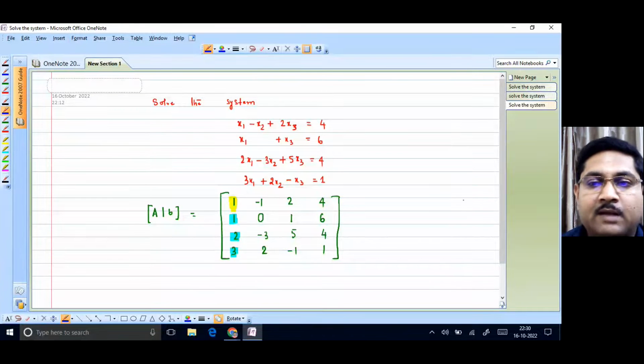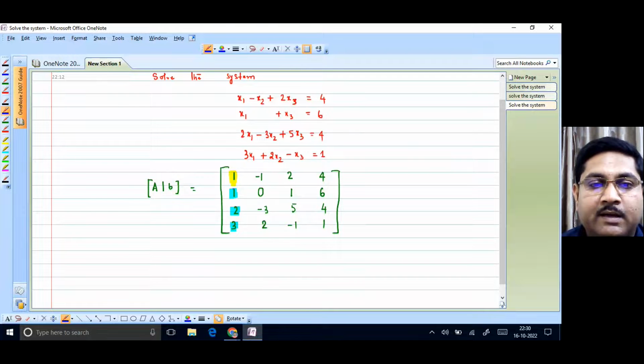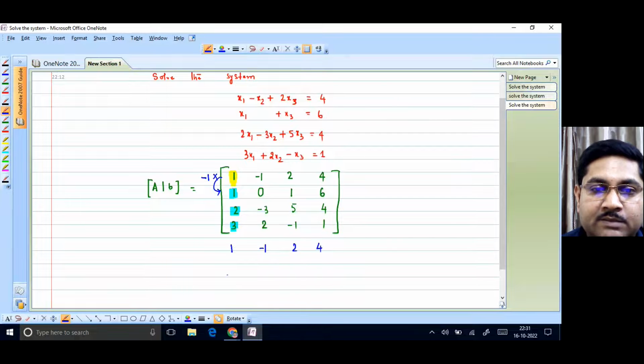So first of all, I will look at the entry in 2-1 position. It's 1. So I will multiply its negative, minus 1, to first row and I will add it to second row. So see what I am getting. 1 minus 1, 2, 4. Next, minus 1 into 1 is minus 1 plus 1, that is 0. Minus 1 into minus 1 is 1. 1 plus 0 is 1, right? Then minus 1 into 2 is minus 2 plus 1 is minus 1. Then minus 4 plus 6 is 2.